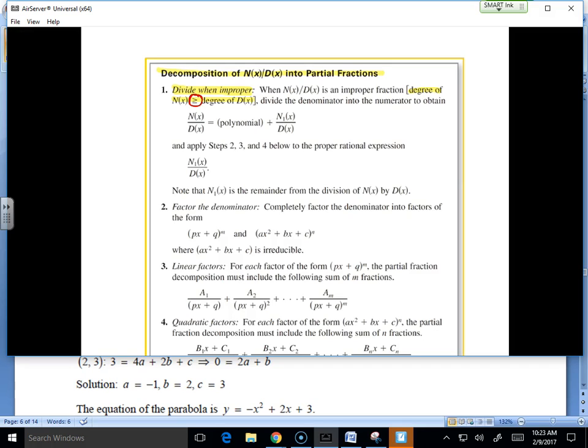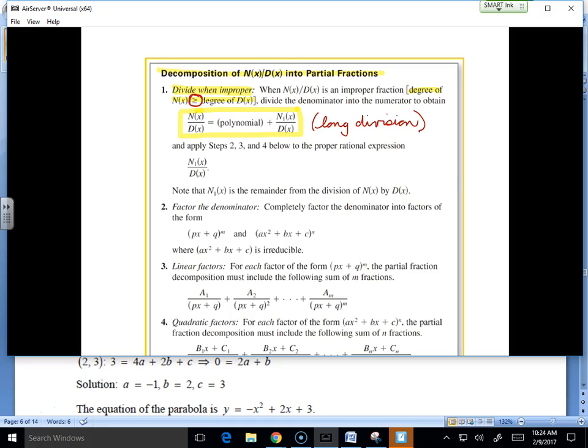Divide when improper. Well, how do we divide two rational functions? Long division, of course. So take your fraction and break it down using long division. You technically don't need to write anything else besides what's highlighted for number 1. If a fraction is improper, we have to divide first. If a fraction is not improper, go to step 2. After you divide, go to step 2.